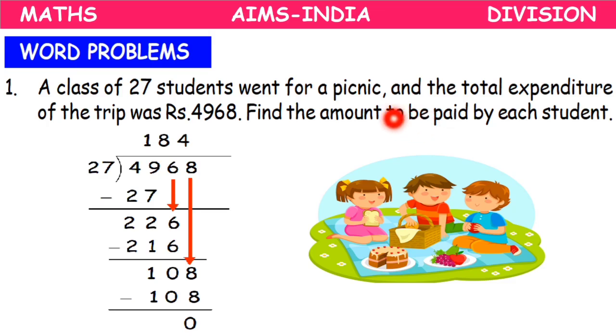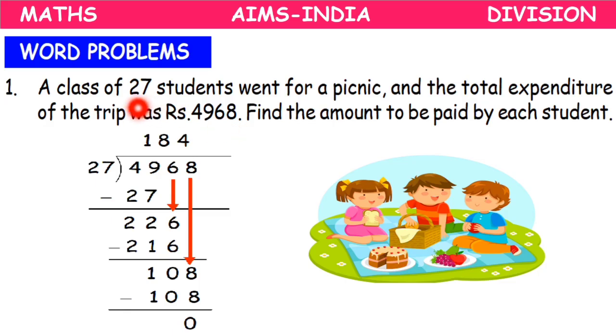They all went for a picnic, and the total expenditure means all they had to pay, like the bus charges, and suppose you went to some Wonderla or other water park, then you have to pay their entry fee. So that amount and the amount charged for the food that you have eaten. So all the amount that was spent was 4968 rupees. For how many? For these 27 students. Now we should find out the amount to be paid by each student.